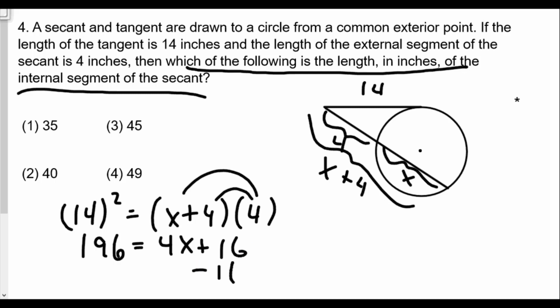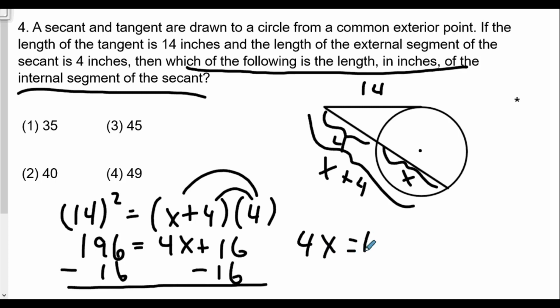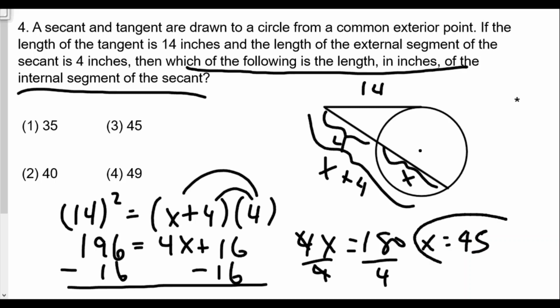So subtract 16 from both sides. So 4x is equal to 180. Divide both sides by 4, and therefore x is equal to, I believe it should be 45. All right. So the internal segment is x, and so that's going to be choice 3.